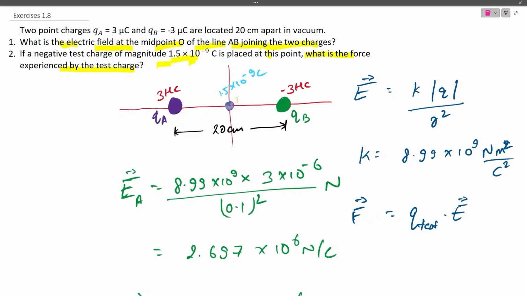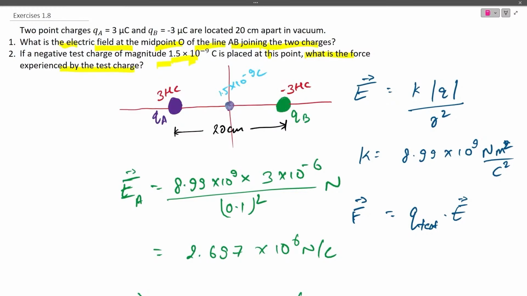Now the contribution of electric field at the midpoint would be because of charge A as well as charge B. So we will find out electric field due to charge A and due to charge B as well, and we all know that total electric field would be the vector summation of electric field due to individual charges. Now since these two are in the straight line, we can simply add them, as the direction of electric field is going to be the same from A to B due to both the charges.